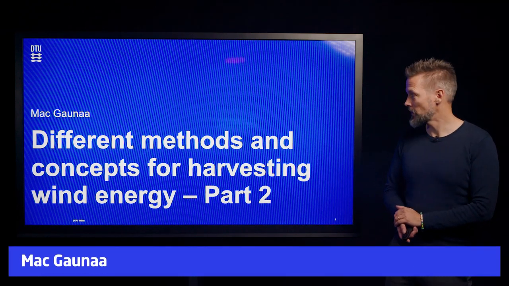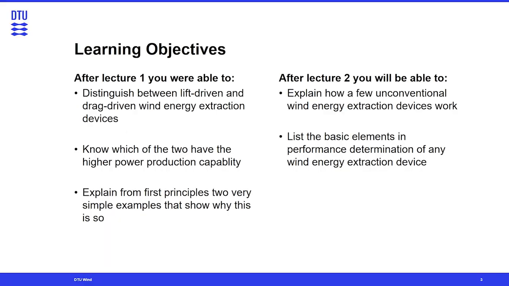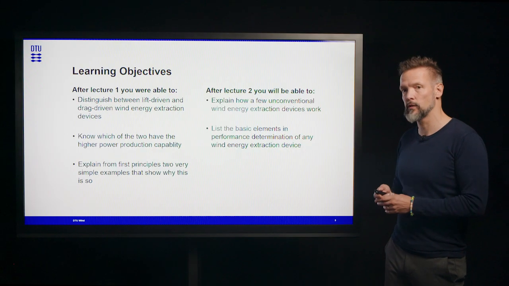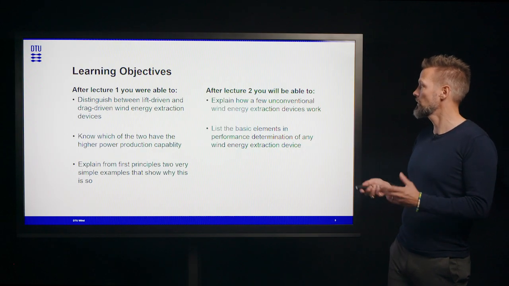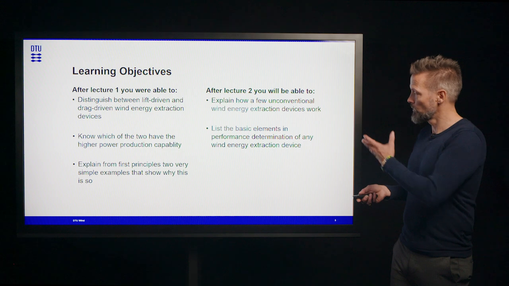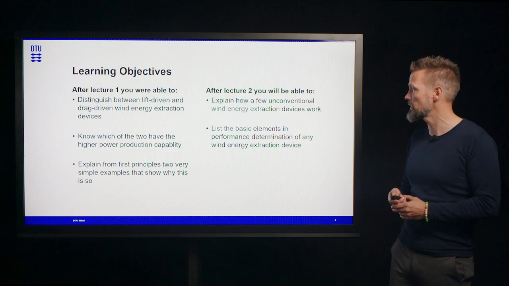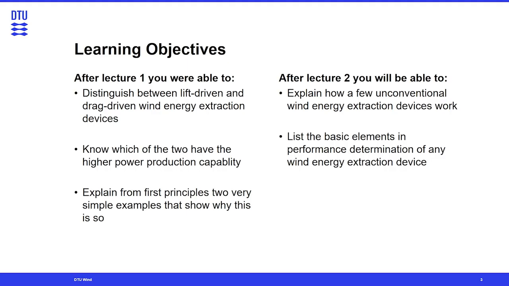Welcome back. This is part two of different methods and concepts for harvesting wind energy. The learning objectives for part one were mostly on the theory part, and to know that the lift driven machine is more efficient than the drag one. But this lecture two will be diving into some real examples of how a few unconventional wind energy extraction devices work. And with that, having applied these tools, you will be able to list the basic elements and performance determination of any wind energy extraction device.